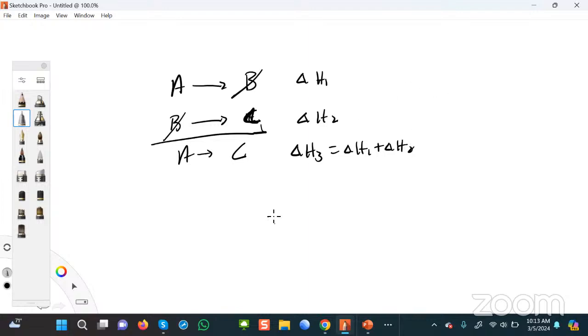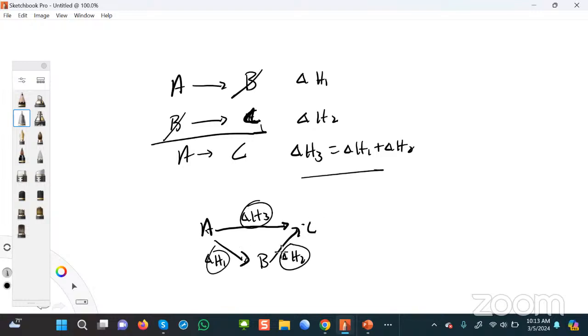Some people have different ways of visualizing this. Another way of representing this: you can have A going to B, and then B going to C, or you can look at A going directly to C. So this would be delta H3, this would be delta H1, and the enthalpy change here will be delta H2. Again, going from A to B to C is the same as going directly from A to C. So therefore, delta H3 will be equal to the sum of these two, which is what we have here. All right, so that's a hypothetical example.